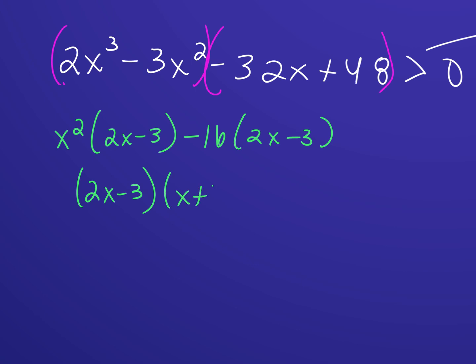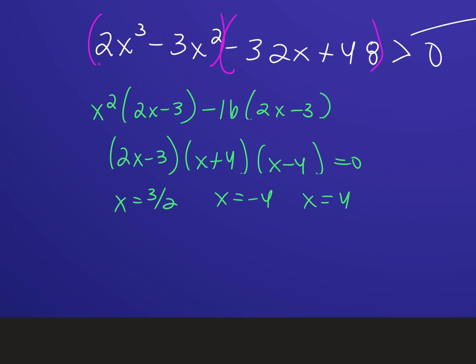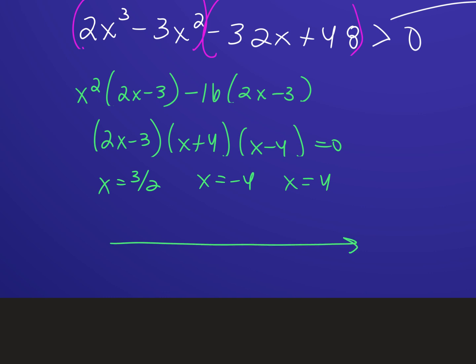Where'd you guys get that from? The x squared minus 16. Okay, good. So in this case, I have x equals 3 over 2, I have x equals negative 4, and I have x equals positive 4. So I have to test areas. I have negative 4 here, I have 0, I have 3 over 2, and I have 4.